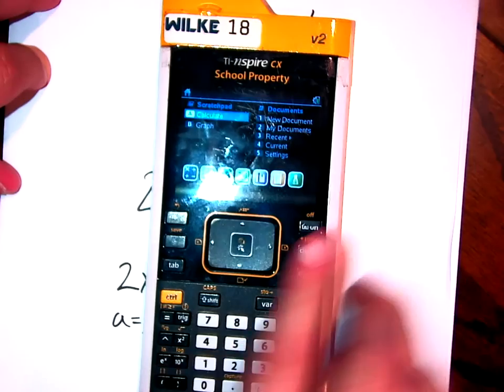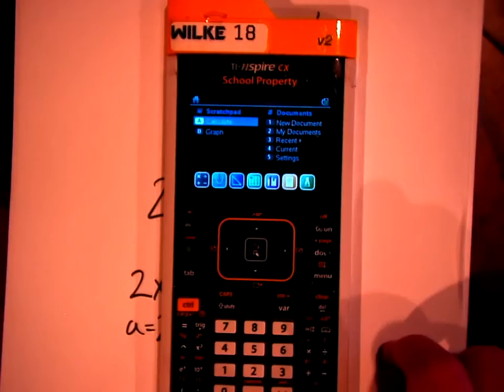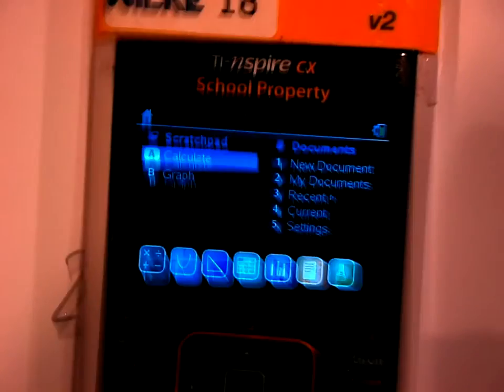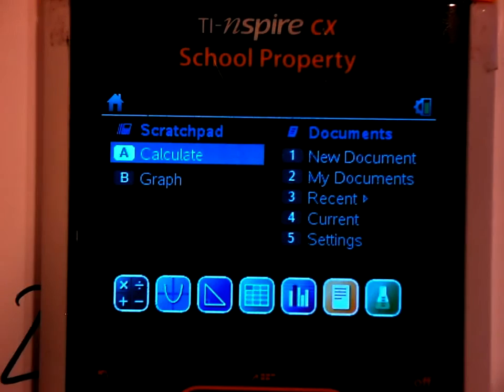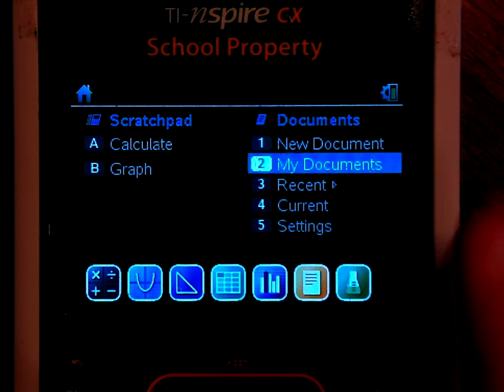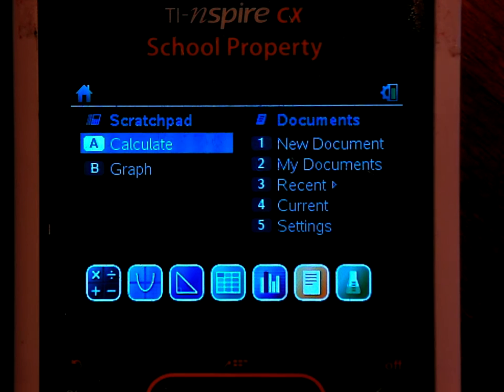And you'll see a home screen. Okay, now I'm going to adjust this Elmo so you can see it really up close. Okay, so there is the calculator screen up close. And to get started with actually using the PolyTools function on this calculator, we want to first go to calculate. Okay, you'll see a lot of new documents, new my documents, recents, currents. Okay, over here there's a graph and a calculate on your scratch pad side. Okay, and those are the two most commonly used things here.